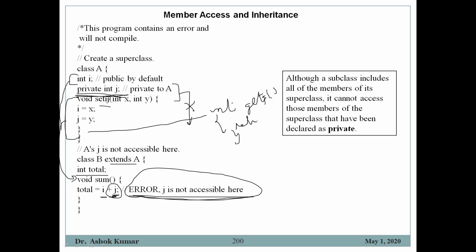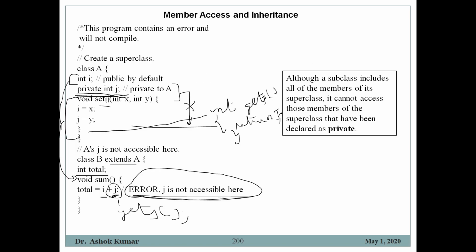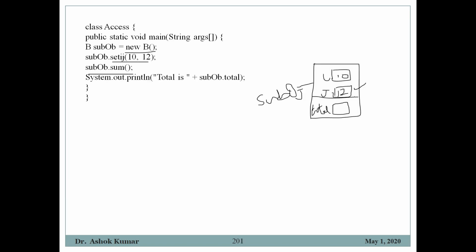So here I will write return j. If I write return j, it will give me the value of j. So here I can call this method getj, right? So instead of writing j, I can write over here getj, and this will give me the value of j because this is the superclass method. So it can give you the value of j. So this will give you 12, and that will get stored in the variable total. So you will get total 22 in this case because 10 plus 12 is 22.